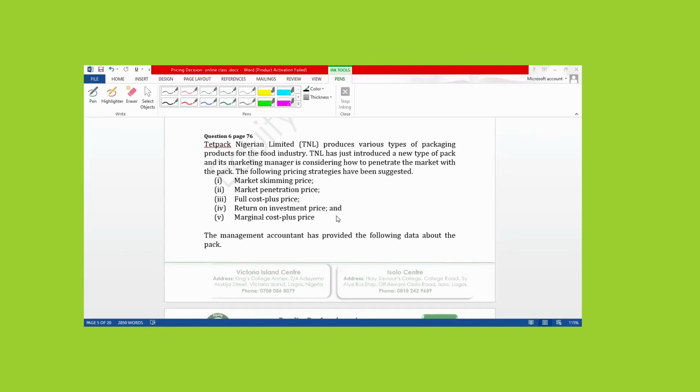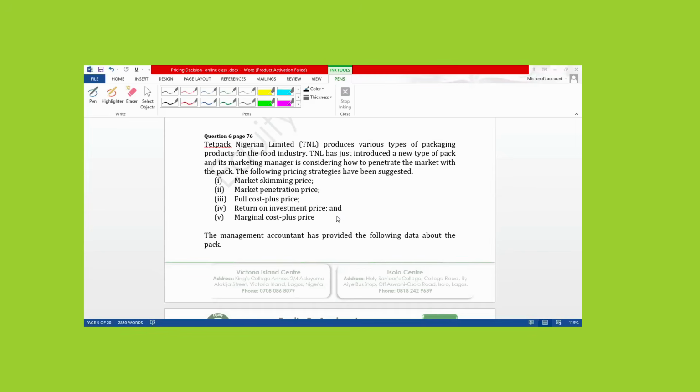Okay. It's not complete. And as you have said, they will have to add a certain percentage markup to the costs to get the total price of the product, or the selling price of the product. Yes, sir. Okay, that's good.